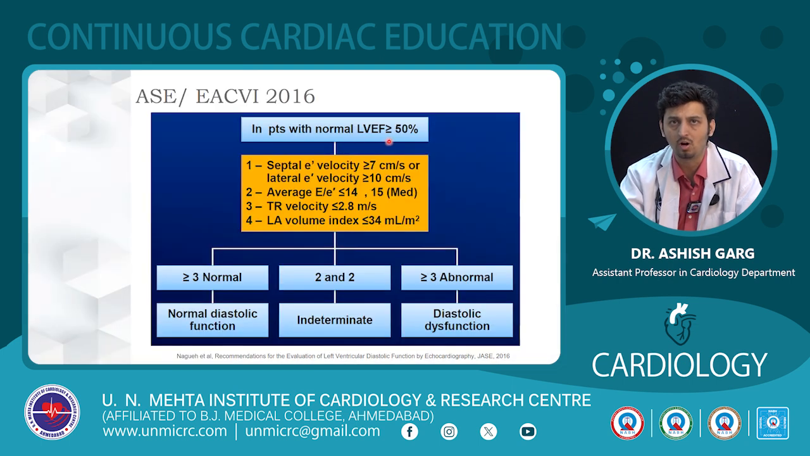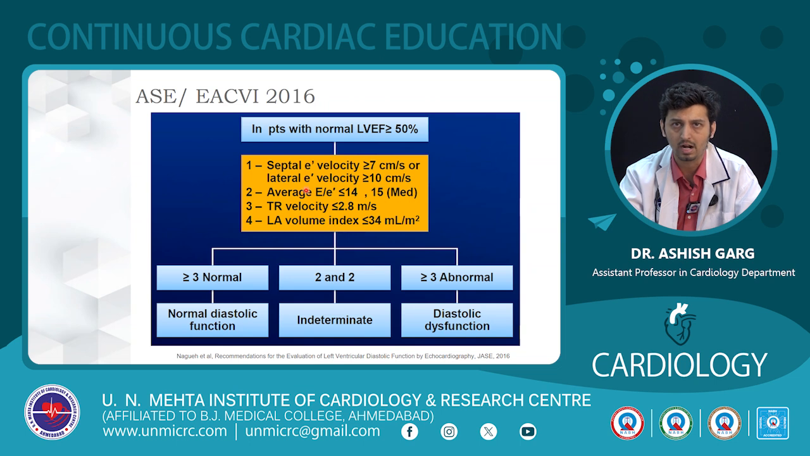So in patients with normal ejection fraction, you measure the septal E prime more than 7, the lateral E prime more than 10, and average E by E dash less than 14, TR velocity less than 2.8, LA volume index less than 34. If 3 or more than 3 are normal, it is suggestive of normal diastolic function. If they are around 2, it may be grade 1 or 2 diastolic dysfunction. If it is more than 3, there is advanced diastolic dysfunction. These 4 parameters are very important.